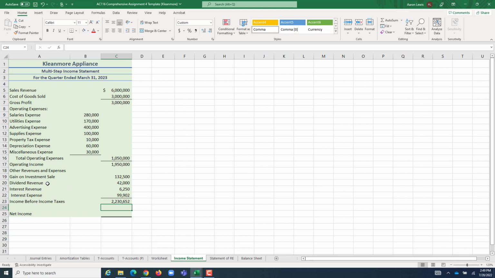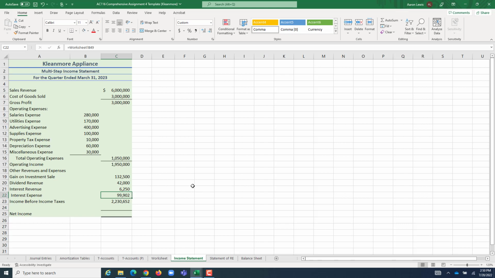Well, what do we have in our others? Gain on investment sale. Gain on investment sale means you made money off of selling your investment in another company. That should increase your income. Dividend revenue. Somebody else paid you, that company you own the stock of, they paid you. That should increase your income. Interest revenue. You own bonds in another company. They paid you. That should increase your income. And then we got interest expense over here. Interest expense means we paid somebody else. That should not be increasing our income. I don't want this number to be positive. I want it to be negative.